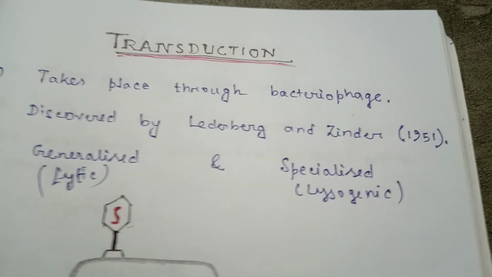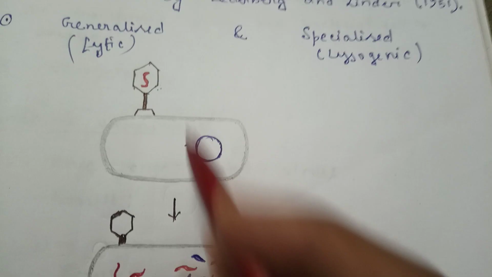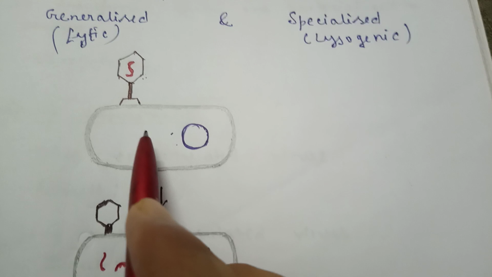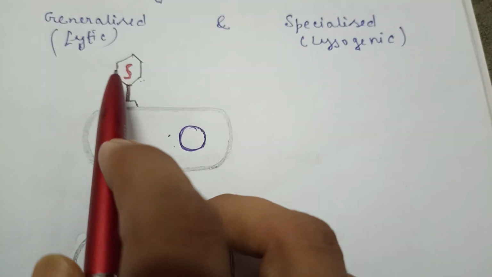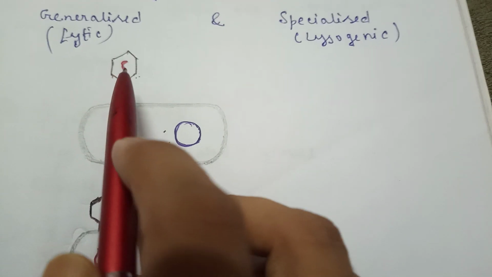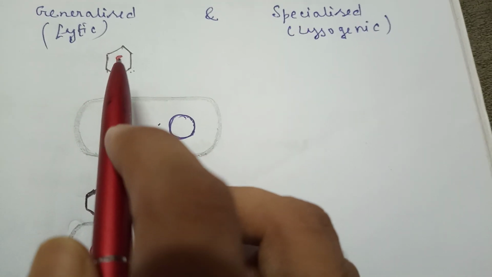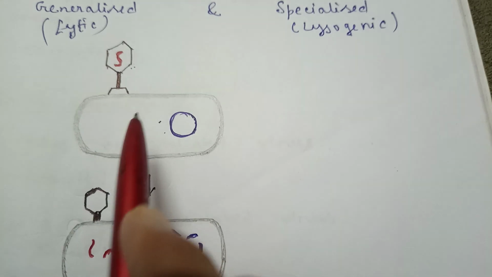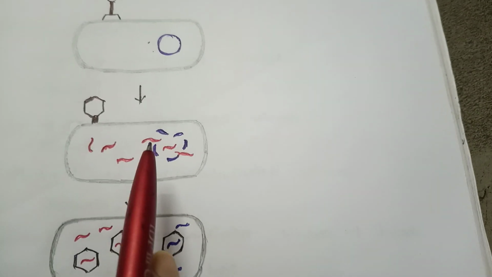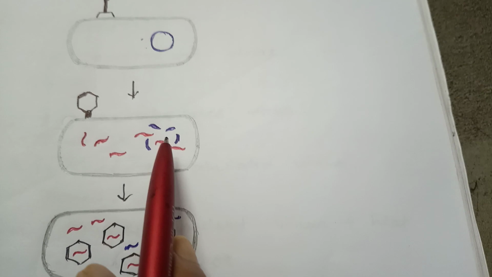Now coming to the main diagram part, this is the diagram for the generalized transduction. See, there is a bacterial cell, and this is the bacteriophage, and this red one is the viral DNA, the bacteriophage's DNA. Now this is going to affect this bacteria. What happens is, the viral DNA and proteins will be made, and the bacterial chromosome, that is the blue one, will be broken into pieces.